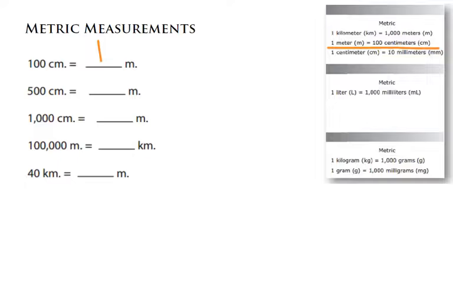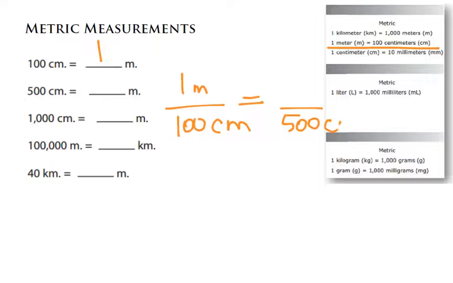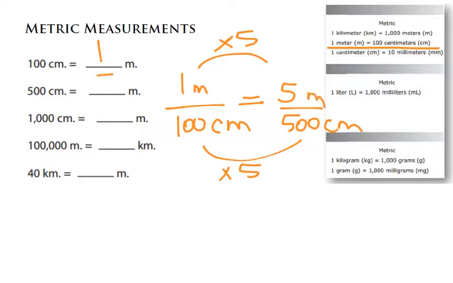Now for the next one, I have 500 centimeters equals how many meters? Okay, so I'm going to say 1 meter over 100 centimeters equals 500 centimeters. How do I get from 100 to 500? Oh, I multiply by 5. So I'm going to take my 1 and I'm going to multiply that by 5, which is going to be 5 meters.